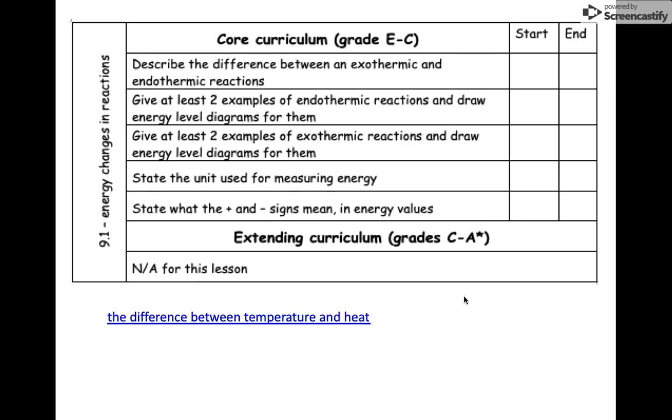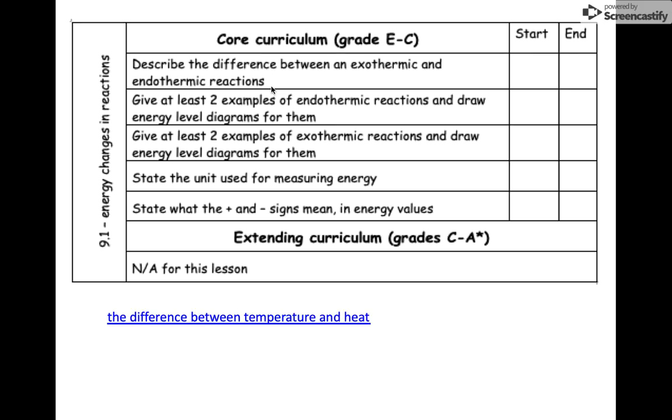Hello, everybody. This is chapter 9.1, looking at energy changes in reactions. First of all, we're going to go through the checklist, see what we need to know. You need to be able to describe the differences between exo and endothermic reactions. This is just the difference between exothermic giving out heat to the surroundings and endothermic reactions taking in heat. You need to give at least 2 examples of endothermic reactions and 2 examples of exothermic reactions.